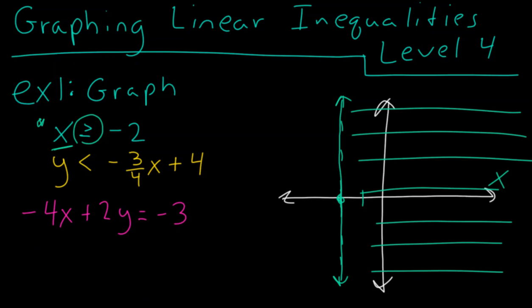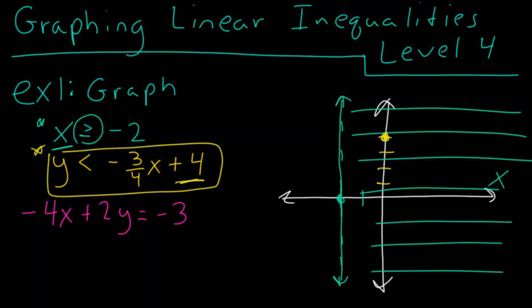Okay, our next inequality that we want to graph is y is less than negative 3/4 x plus 4. Well, we see here that our y-intercept, the constant, is a positive 4. So I'll go up 1, 2, 3, 4. And from here, our slope is negative 3 over 4, which means we count down 1, 2, 3, and to the right 1, 2, 3, 4. And there's our first point.